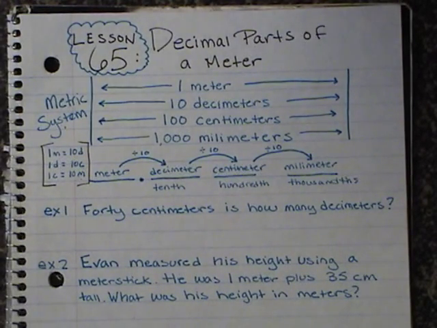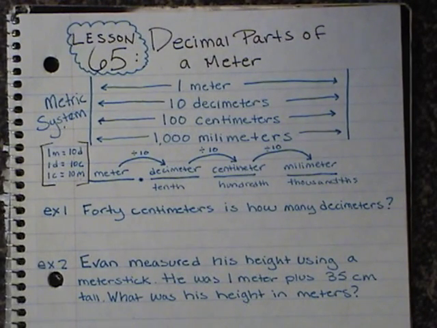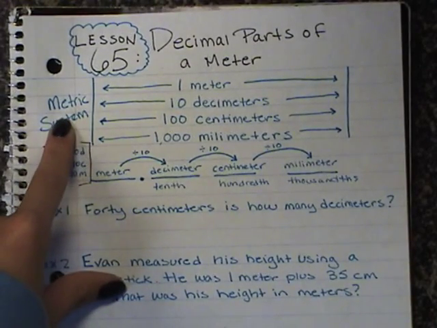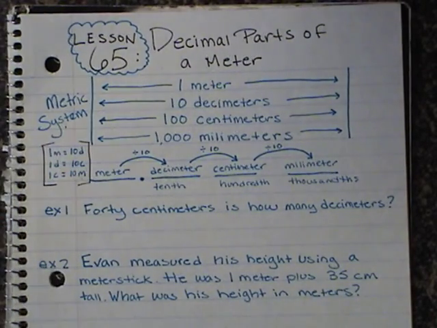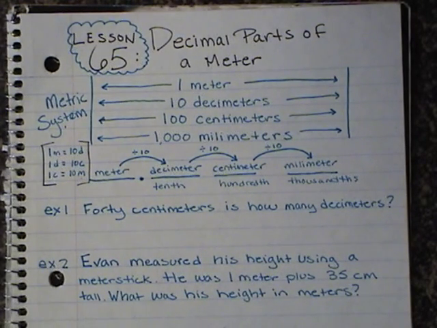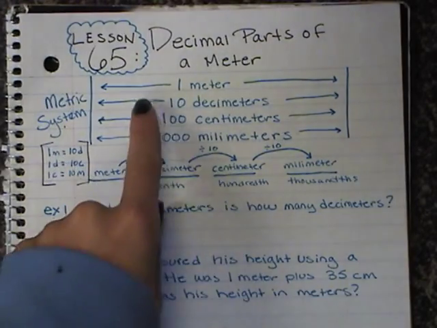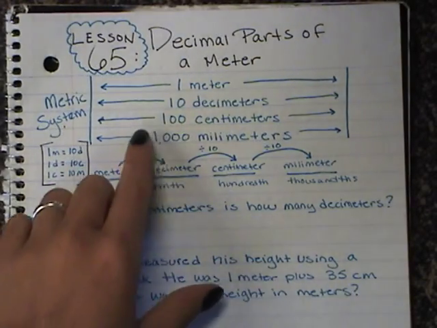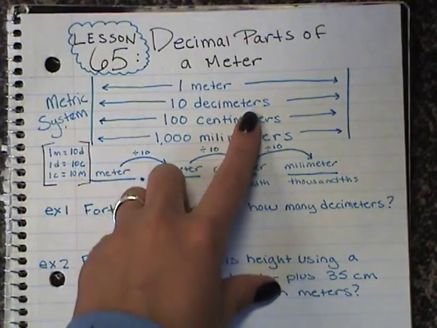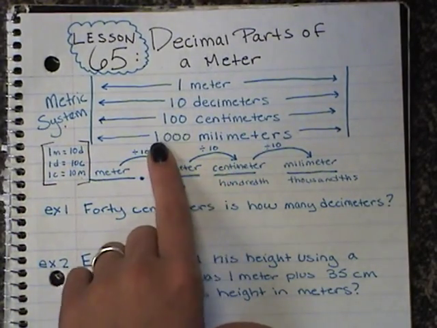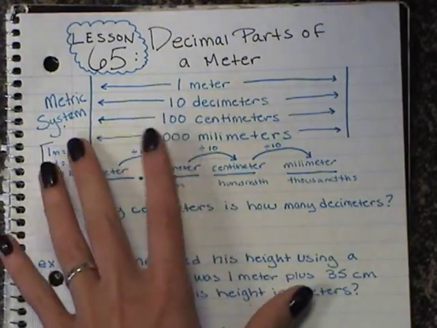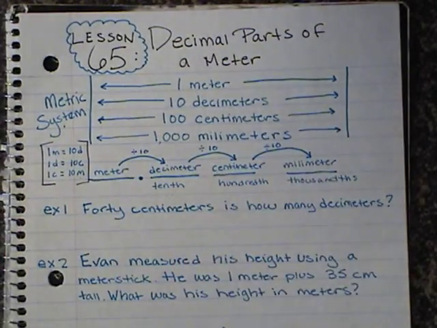Alright, so tonight's lesson is lesson 65, which is decimal parts of a meter. In this lesson, we're going to use the metric system, and the basic unit of length in the metric system is a meter. And what we know about the metric system is that all the numbers are a base 10 of a number, so they're easy to work with. So meters, we see here, can be divided into 10 decimeters, 100 centimeters, and 1,000 millimeters, and all of these equal the same length as a meter.